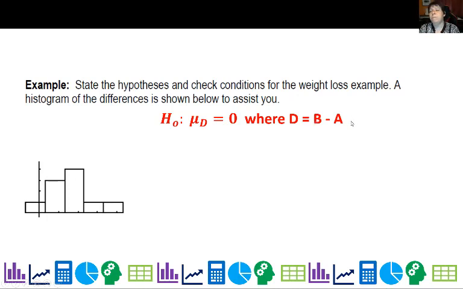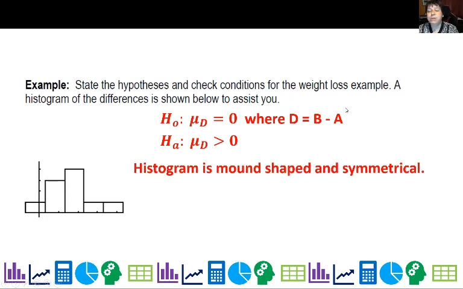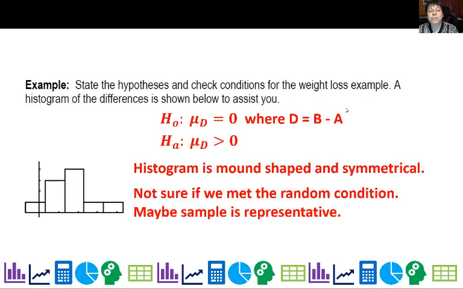So if I'm going before minus after, do I expect them to weigh more or less after the new diet? Ideally, it should be less. So I should have a positive difference. So my differences should be greater than 0. Now, if I had said after minus before, and I'm allowed to do that, then I would say the difference has to be less than 0 for the alternative hypothesis. Now, looking at the histogram, you can see it is mound-shaped and symmetrical, so that large normal condition is met.